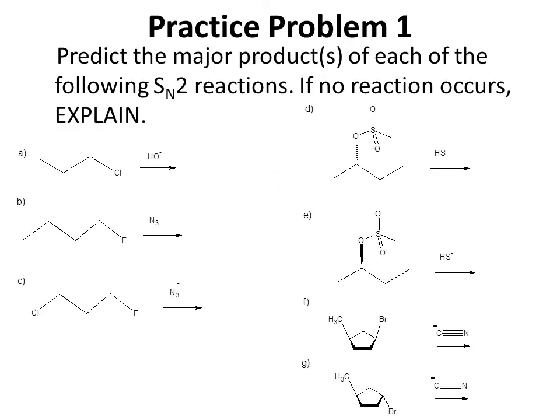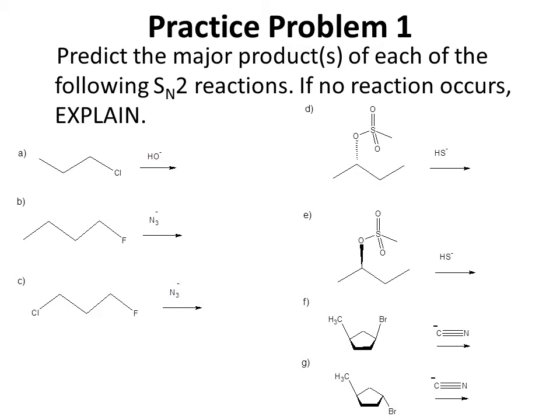Practice problem 1. Predict the major product or products of each of the following SN2 reactions. If no reaction occurs, explain. So here are some of the things you want to look for. First, you want to make sure that you have a carbon that is sp3 hybridized, remember 4 sigma bonds, connected to a leaving group. And remember the leaving groups are chlorine, bromine, iodine, and a sulfonate.